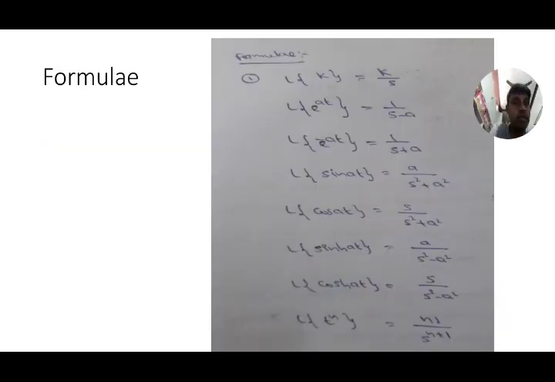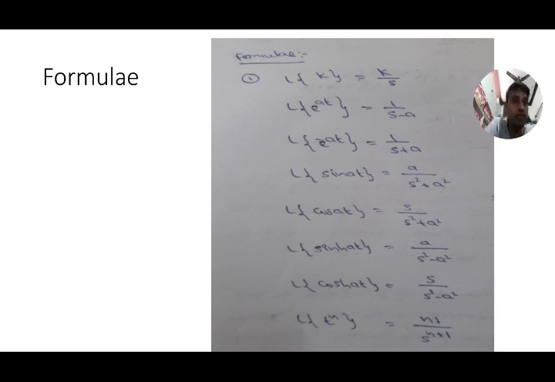Next, we will see the basic formulas. The Laplace transform of k: L of k is k by s, and next L of e to the power of at is 1 by s minus a. L of e to the power of minus at is 1 by s plus a. Laplace transform of sin at is a by s square plus a square. L of cos at is s by s square plus a square.